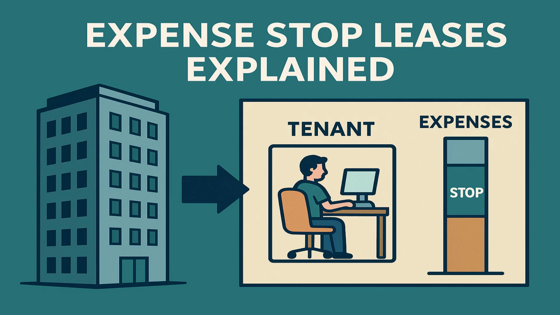The stop amount is usually expressed as a cost per square foot and is often based on historical operating expenses or a negotiated figure. Here's how it works. The landlord and tenant agree on an expense stop amount, usually based on actual expenses from a base year or a fixed dollar amount. If actual costs stay below the stop, the landlord pays for it all. But if costs go above it, the tenant reimburses the excess.